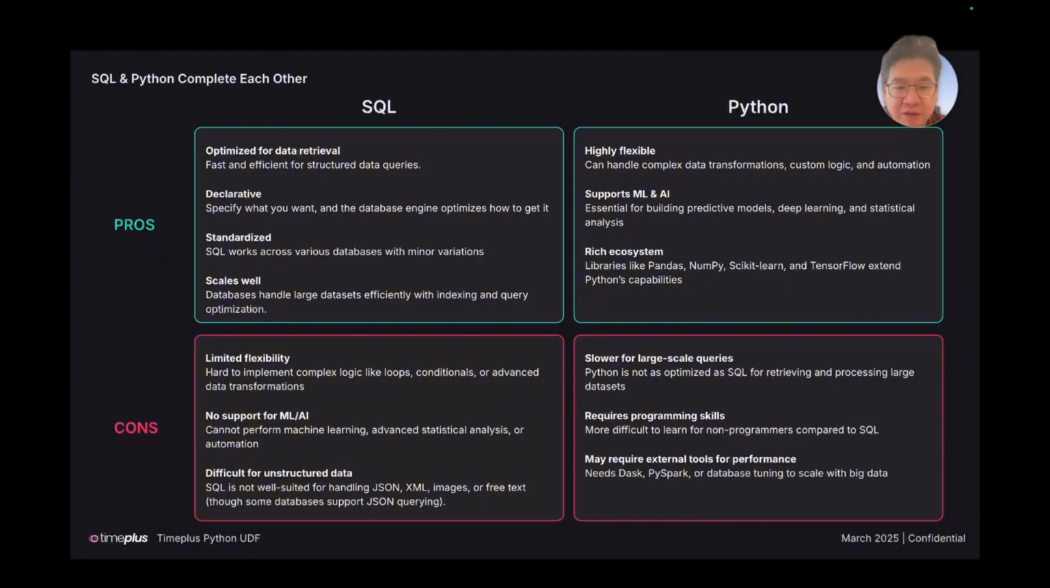Next, like mentioned, for distributed processing of large-scale data, if you really look into performance optimizations, there are tools like Dask, PySpark, and some tuning. If you really want to handle a large data set, sometimes you use them together, like SQL and Python. That's actually something I'm going to talk about today.